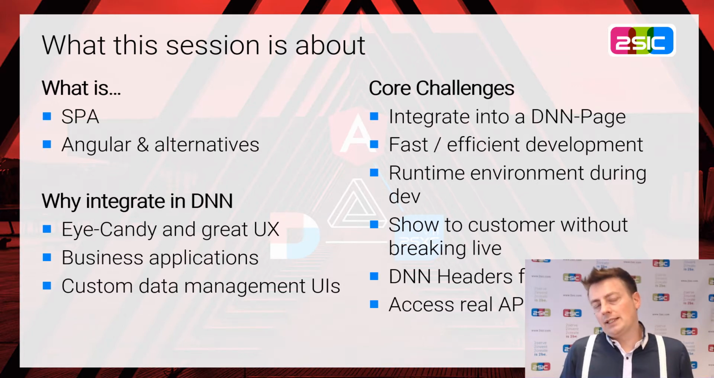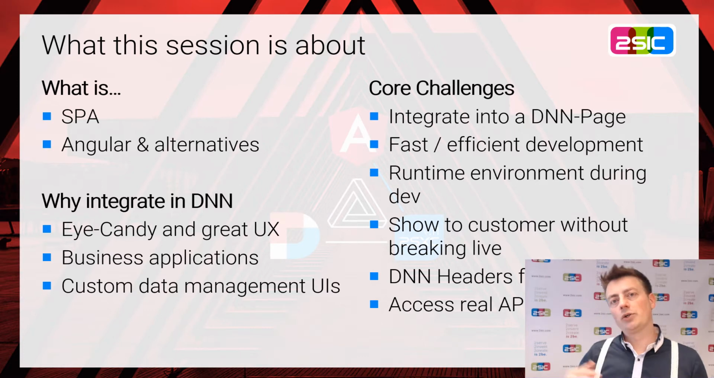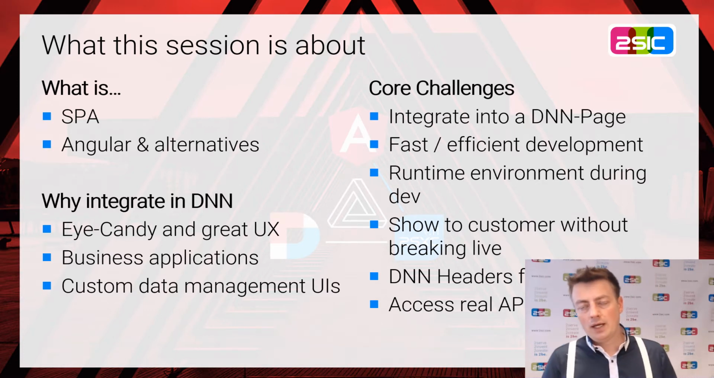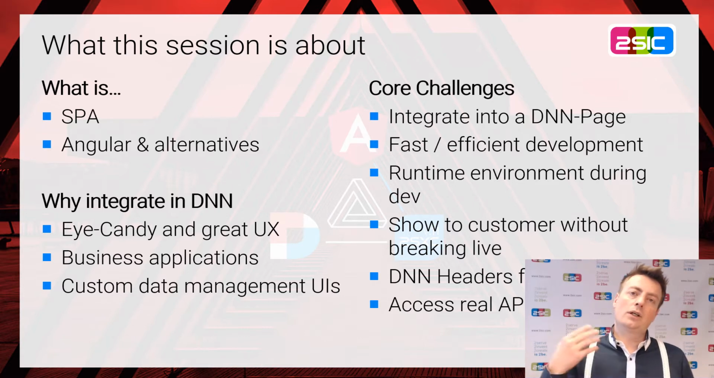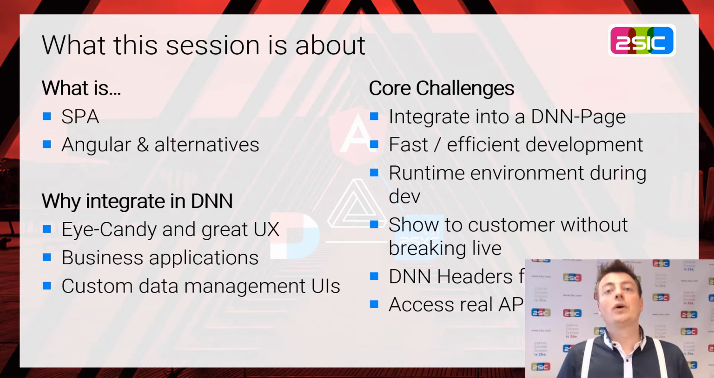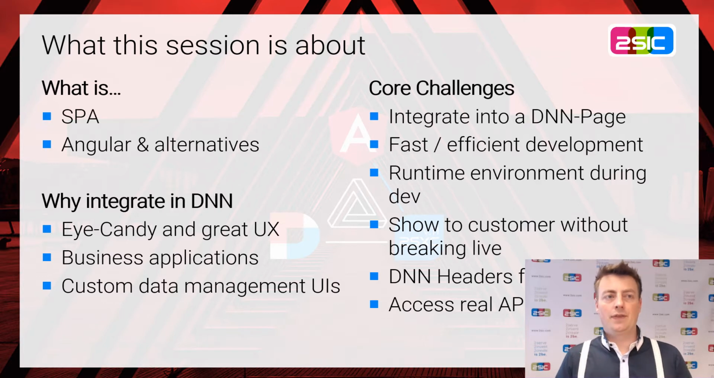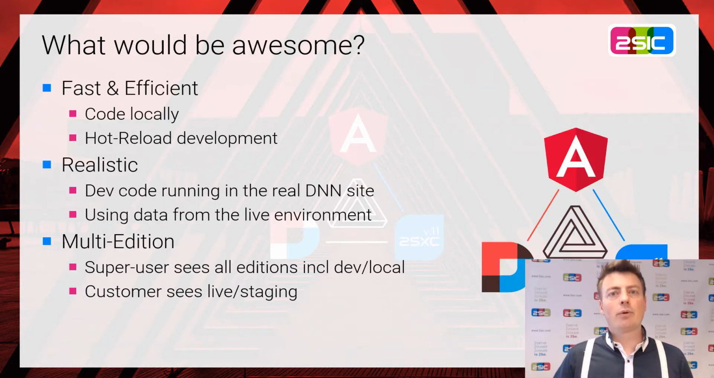And there's more things. Let's say you have a live edition running. You want to show the customer an update, but don't want the rest to see it. We're going to cover that as well. And we're going to make sure that whatever you're doing, calling backend APIs, etc., it's going to include all the DNN headers that you need. So very realistic without having a bunch of cross-origin issues and things like that. So that's kind of where we want to go.